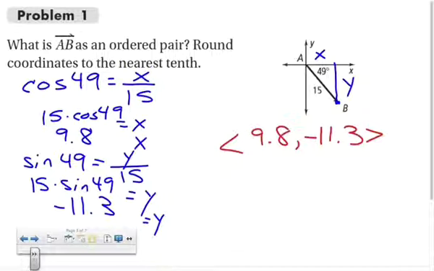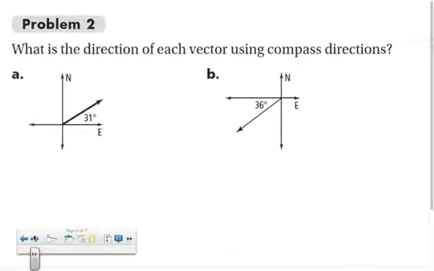And by all means, some of you may be looking at problem 2 and thinking, "This is easy stuff." Wonderful. So in problem 2, it is asking us for the direction of each vector using compass directions. As I mentioned earlier, we're referring to these directions in terms of north, south, east, and west. You'll hear phrases like north of west, or east of south, or south of west.